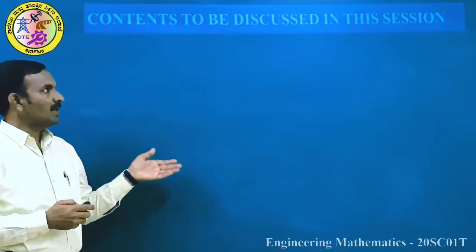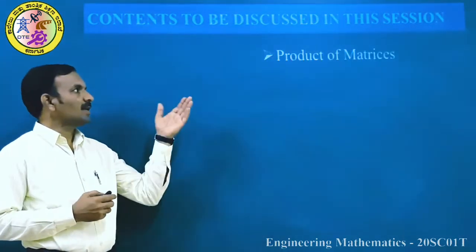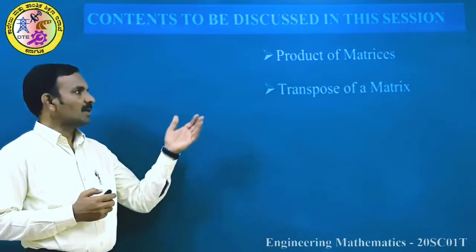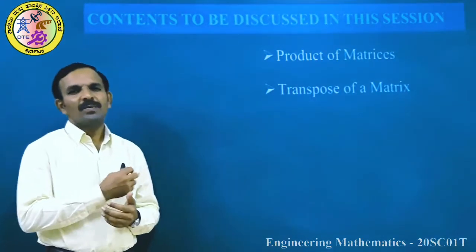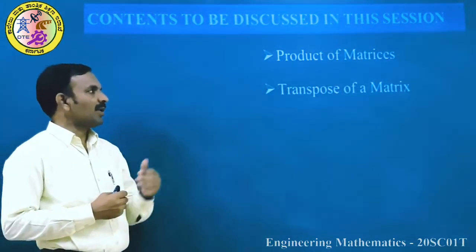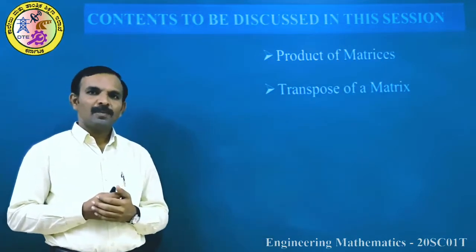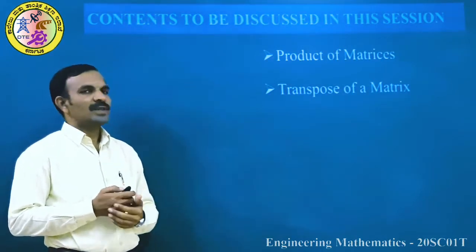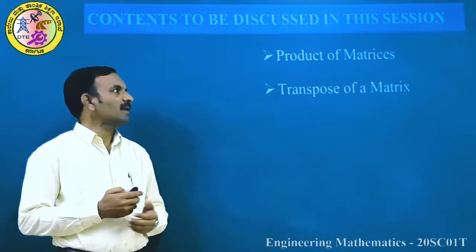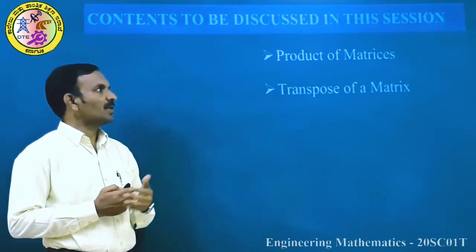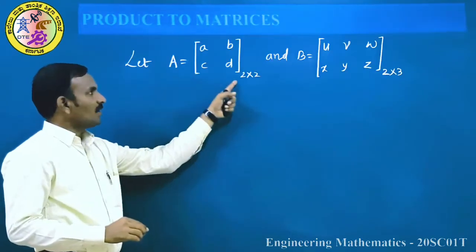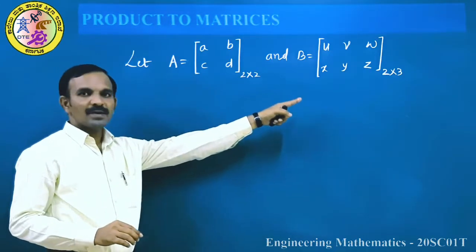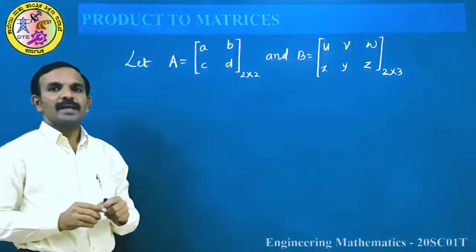Next, in the present session we are going to see product of matrices, transpose of a matrix. First point, product of matrices; second point, transpose of a matrix. Now we have to start with product of matrices. What is that? First point is product of matrix. A is a matrix of order 2 cross 2, B is a matrix of order 2 cross 3.